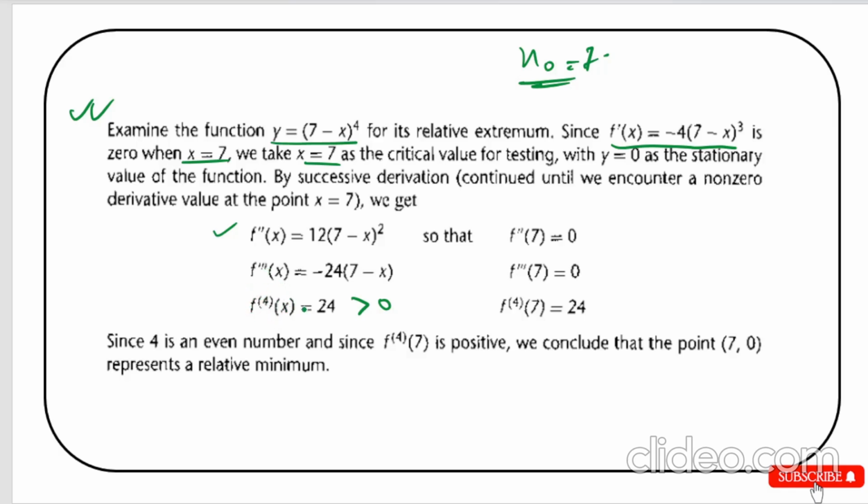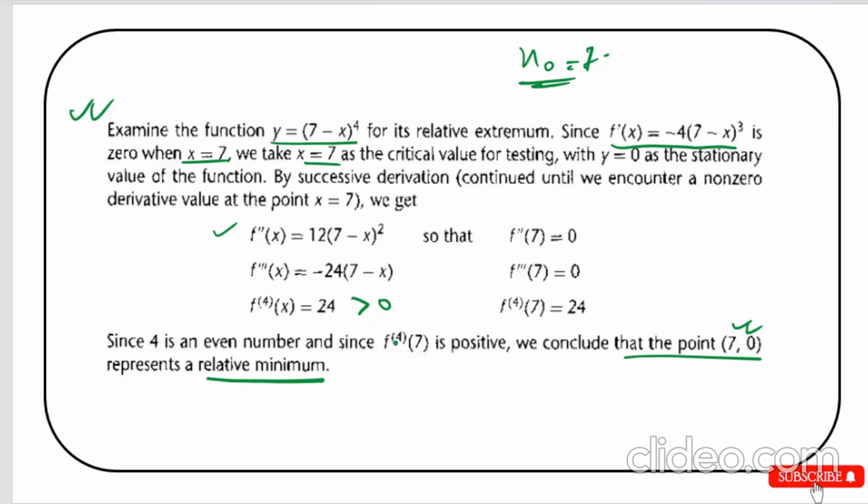So if the fourth order derivative is positive, we'll say there exists a relative minima. Right? The criteria is the same, only the order is increased. So fourth order derivative greater than 0 means relative minima, and we conclude that the point 7, 0. The critical point is 7, and the functional value at that point is 0. So 7, 0 represents a relative minima.